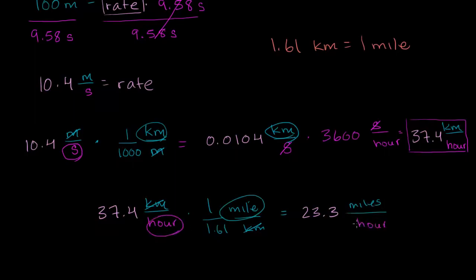Which is obviously very fast. He's the fastest human, but it's maybe not as fast as you might have imagined. You know, in a car, 23.3 miles per hour doesn't seem so fast. And especially relative to the animal world, it's not particularly noteworthy. This is actually slightly slower than a charging elephant. Charging elephants have been clocked at 25 miles per hour.